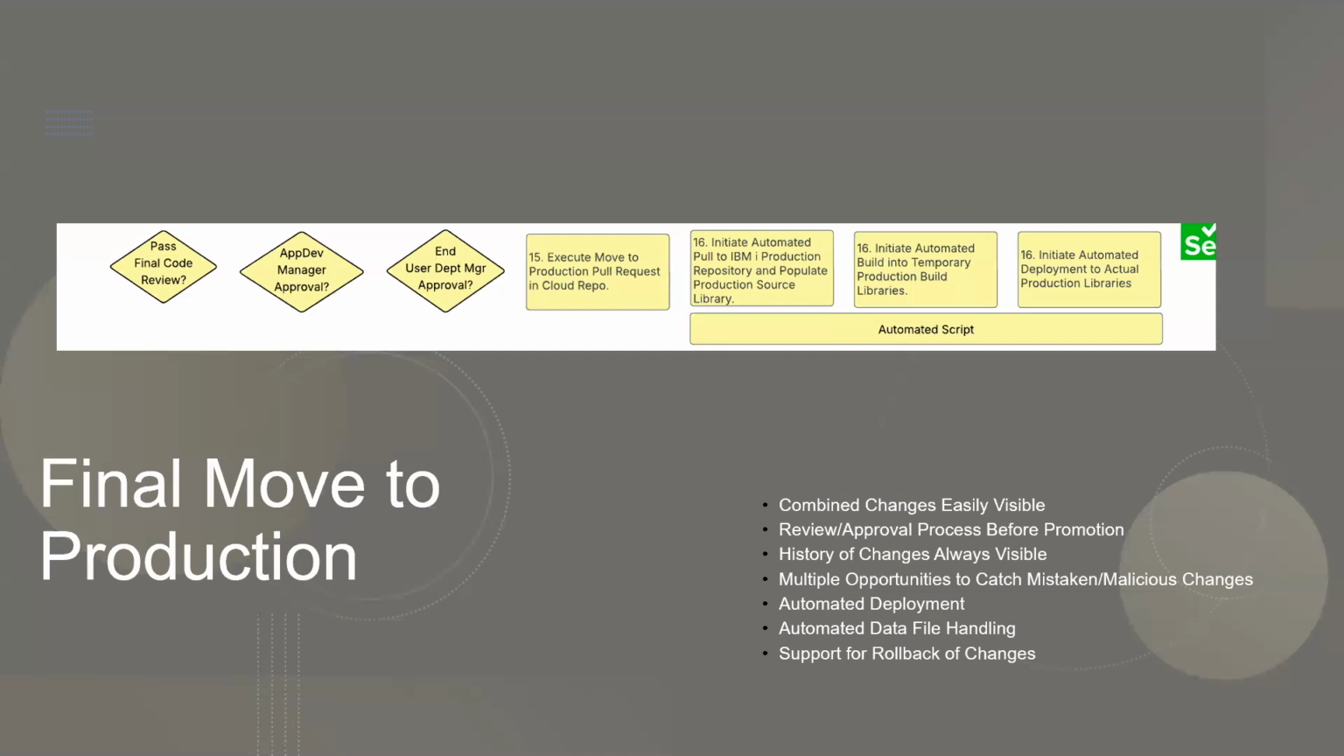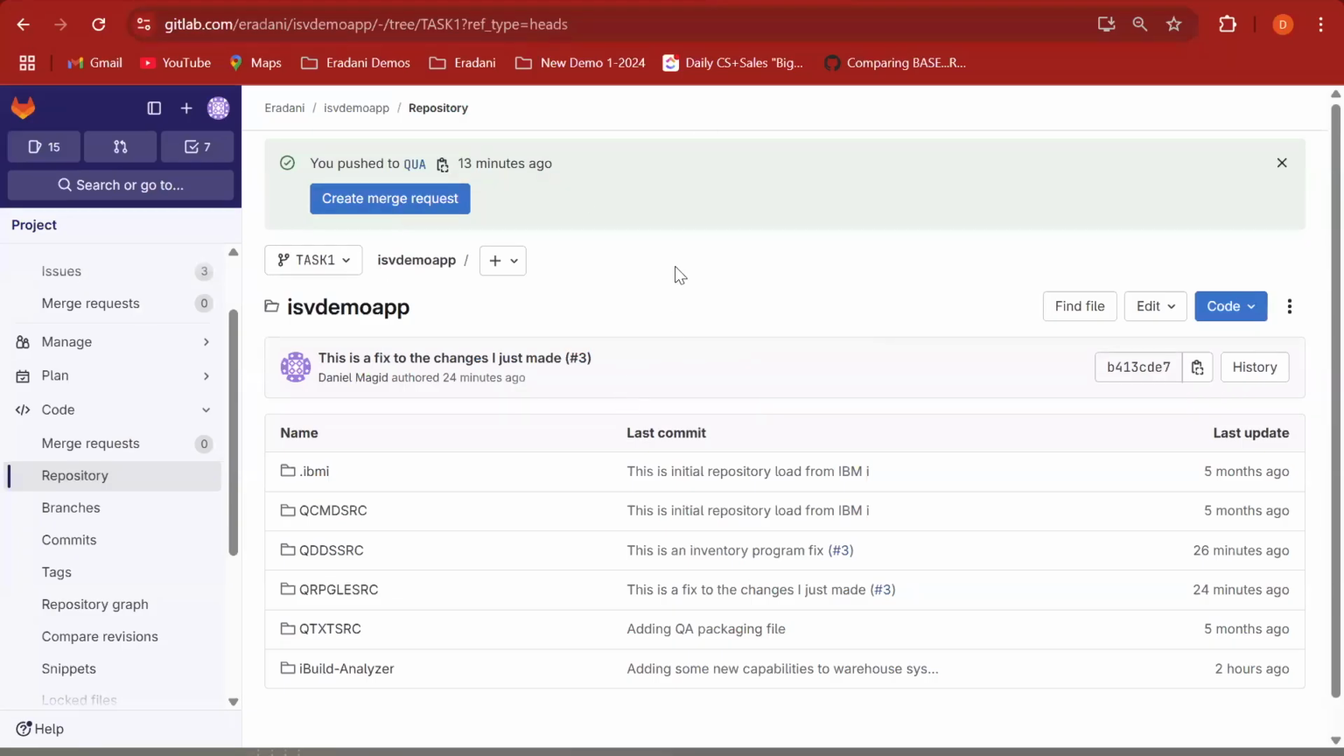So let's take a look. I'm going to flip over here to my cloud environment. So here's my cloud repository, and here you can see I've got a bunch of stuff that looks like IBM i source files, and that's really what they are. But for Git to understand them, they have to be in a directory structure. So one of the things that Eridani does is get your code from the library source files and source members into a directory structure that Git can work with.